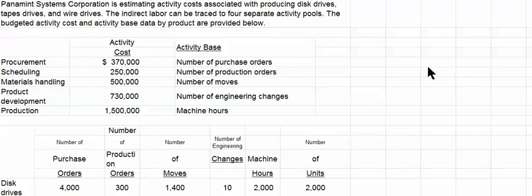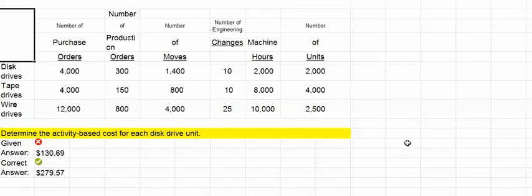This is a question for Panamint systems. Anytime you see one of these questions, you can do a quick comparison, and the calculations you might do for one Panamint company will be the same base calculations you use for another one. So in this case, they're asking us to determine the activity-based cost for each disk drive.